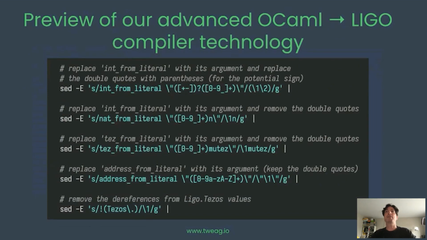Here is a preview of our advanced OCaml to LIGO compiler. It's mostly just a bunch of text replacements. So when I said that we didn't want to write a whole new compiler, this is what we were going for, just some fairly simple translations in the code.